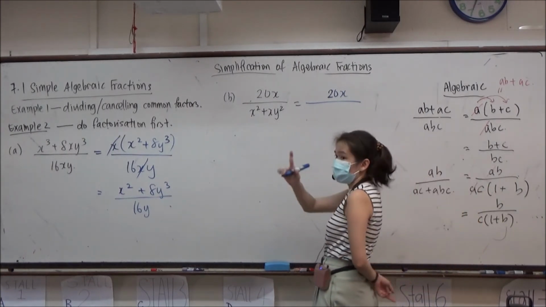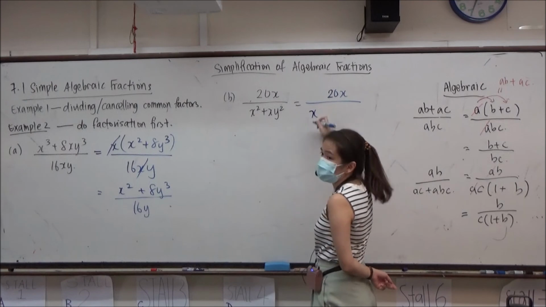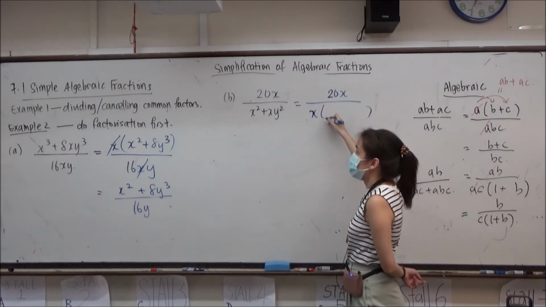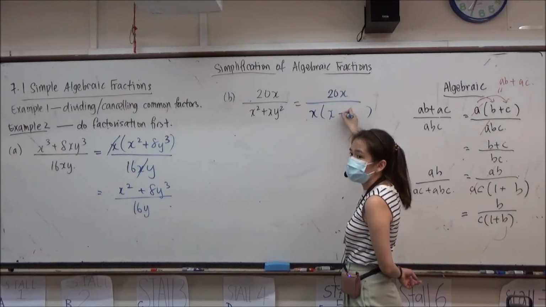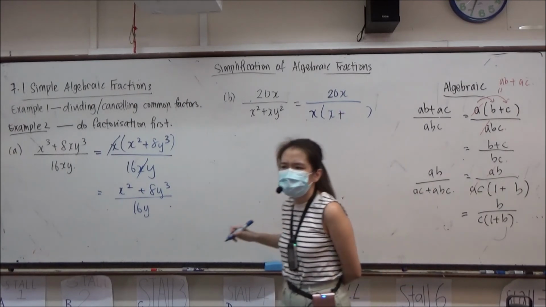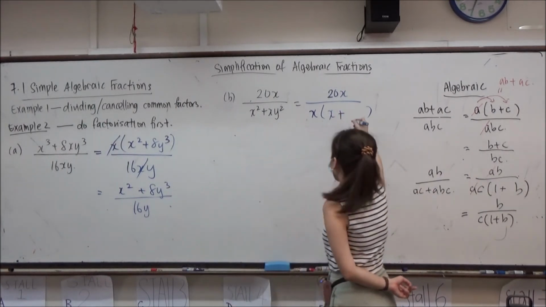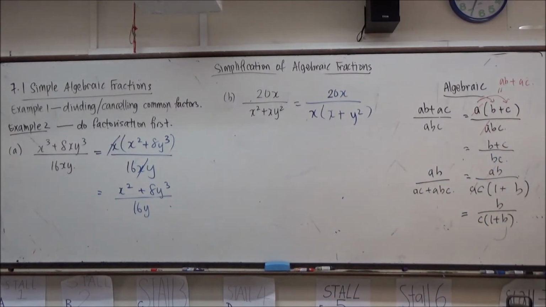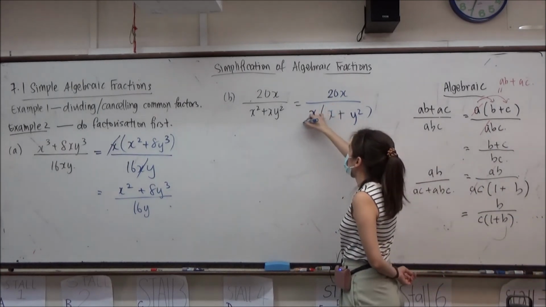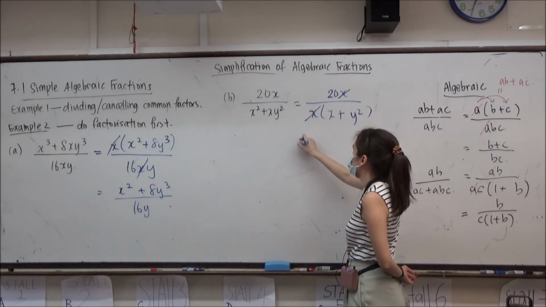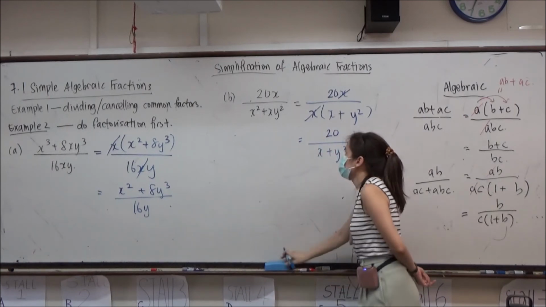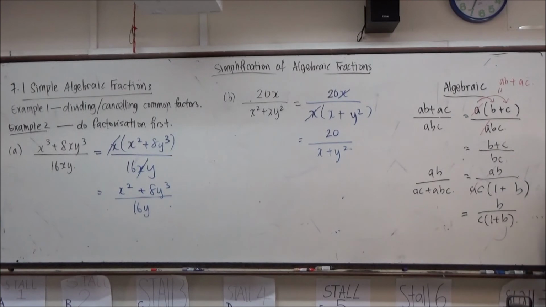x, 1x, okay, take out 1x, is it? Then bracket, x, then plus, sorry, y squared, very good. Okay, so we have this. Now we simplify. Alright, we cancel away this x only. So the answer is 20 over x plus y squared.